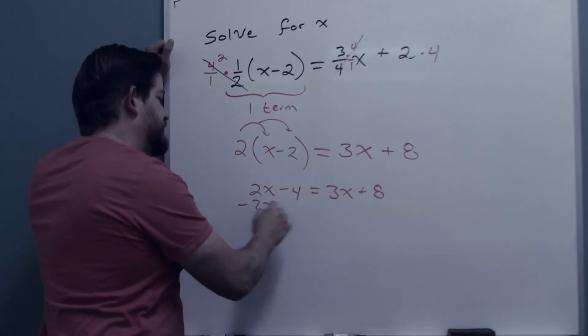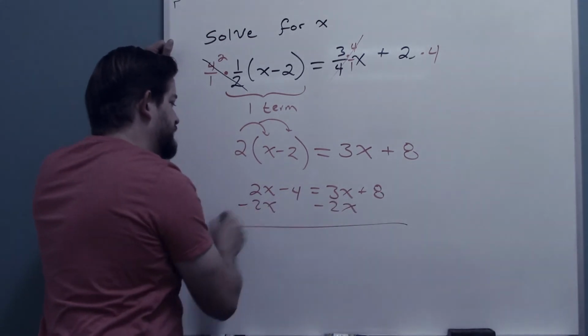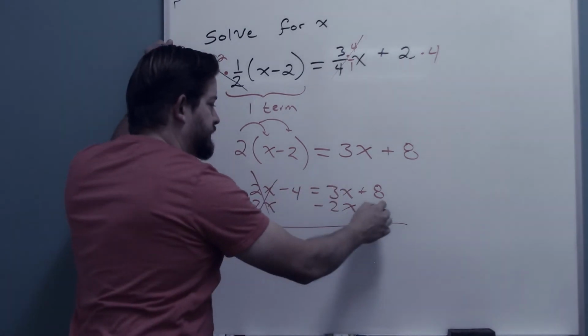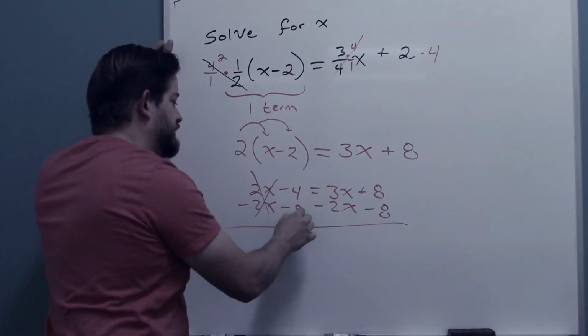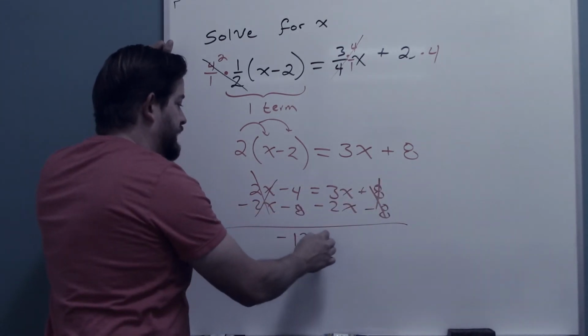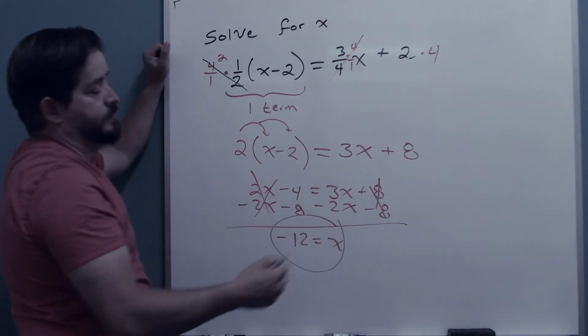Subtract my 2x to bring it to the right, because I can keep my x's positive and just a regular x on the right. And I'll minus 8 to bring all of this to the left. So that gives me negative 12 is equal to x, and I'm done. That's it.